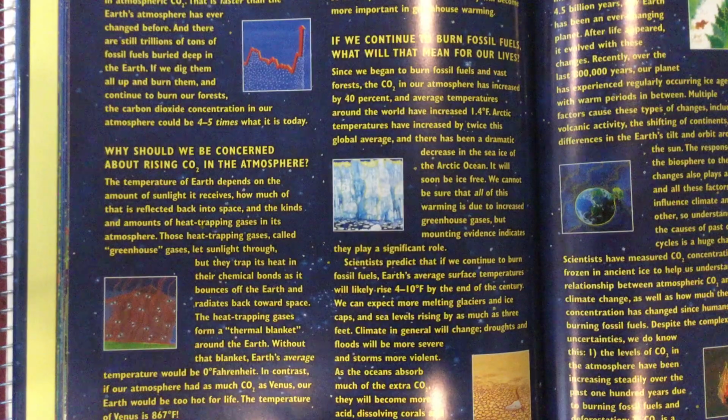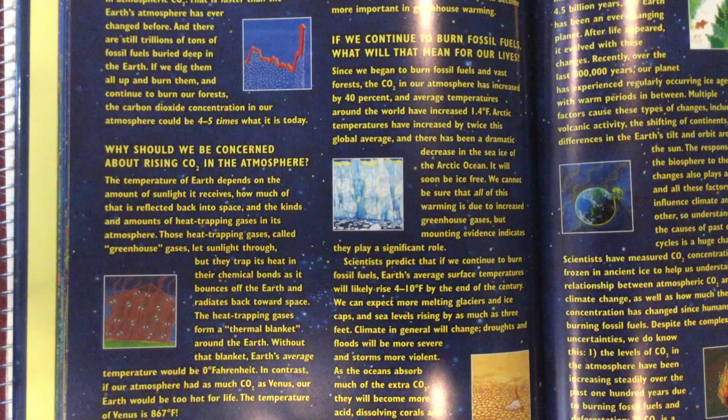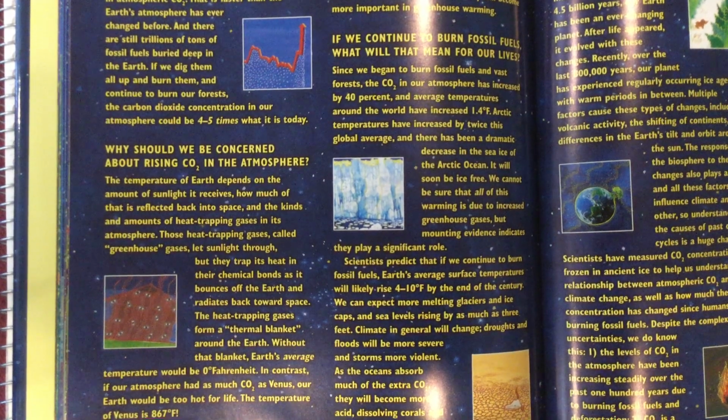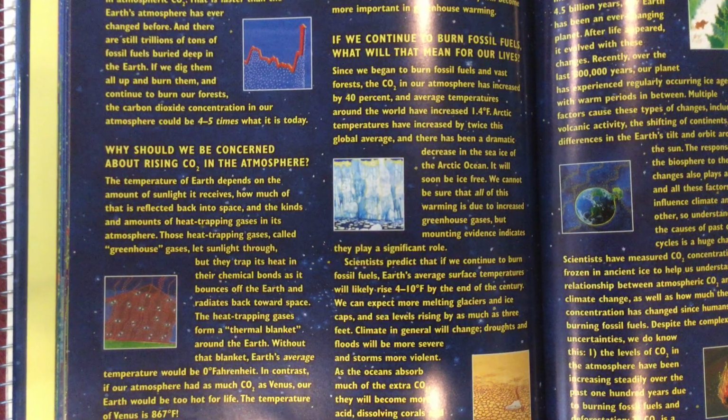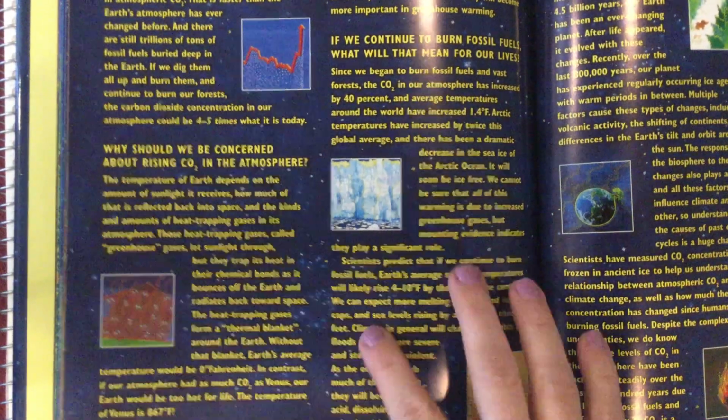Without that blanket, Earth's average temperature would be 0 degrees Fahrenheit. In contrast, if our atmosphere had as much CO2 as Venus, our Earth would be too hot for life. The temperature of Venus is 867 degrees Fahrenheit.